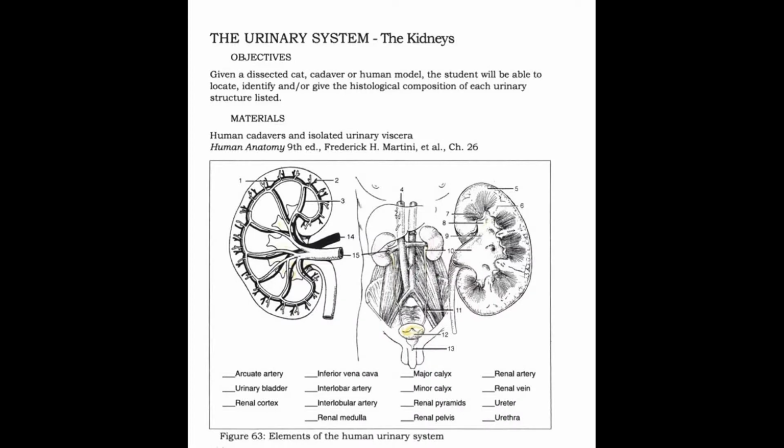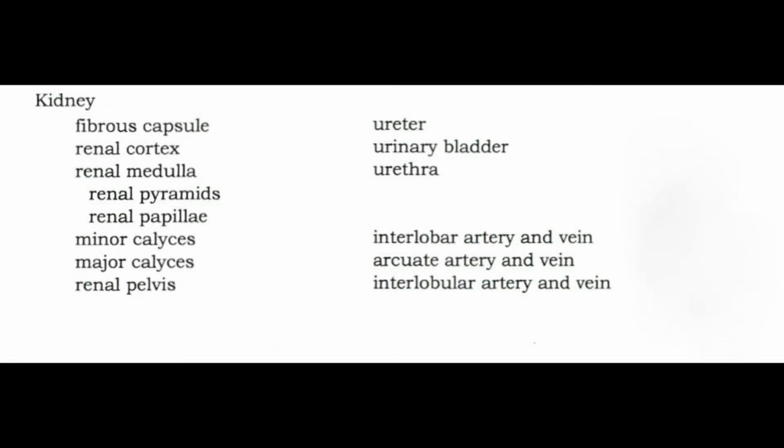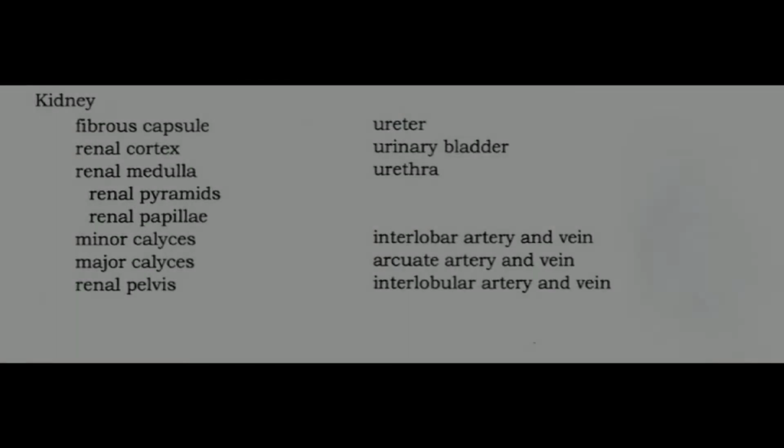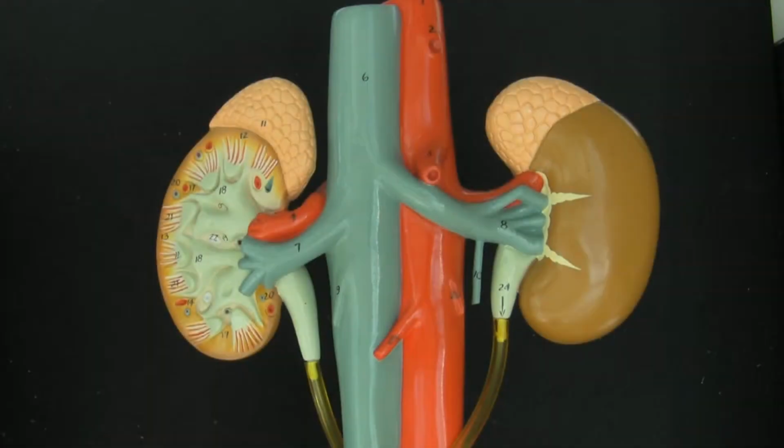The learning objectives for our laboratory study of the urinary system are listed on page 77 of your lab manual. And this video will introduce you to these structures, first with models, and then with both human and non-human specimens. To begin, let's look at the big picture, an overview of the kidneys in place.